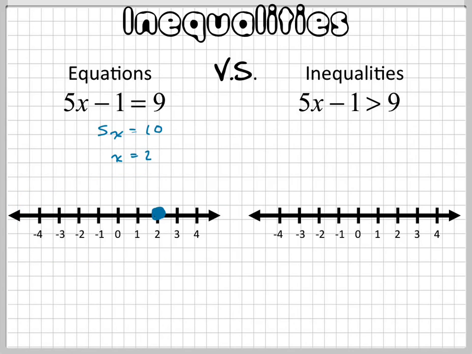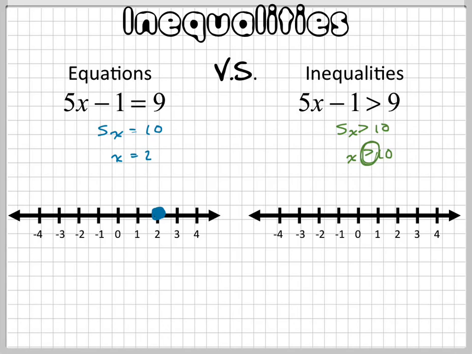So let's look over at the inequalities. It's way different, even though it looks simple or similar. So we add 1 to both sides, just like we did on the other one, and then we divide both sides by 5, just like we did on the other one. Do I have to do anything to this sign right now? Do I have to flip it or anything? Not yet. Actually, we don't at all right now.